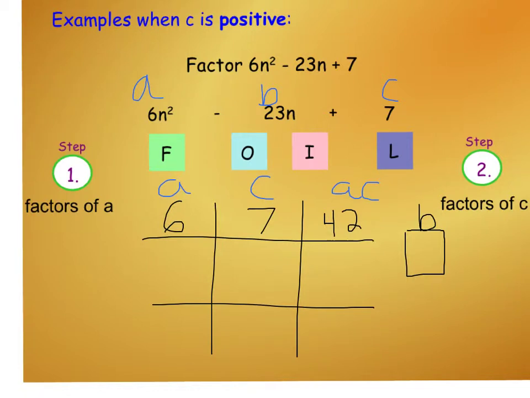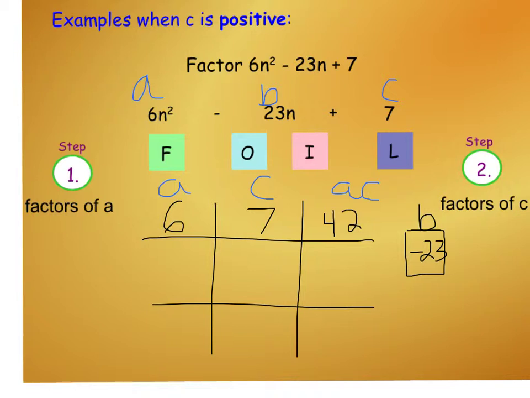Okay, now we're going to have to write B on the side. And if we look here, B is negative 23. So what we're going to do is we're going to write negative 23 here. We need to keep that in mind. Alright, here's how you use the tic-tac-toe board. It'll be a lot like what you did before when you factored.